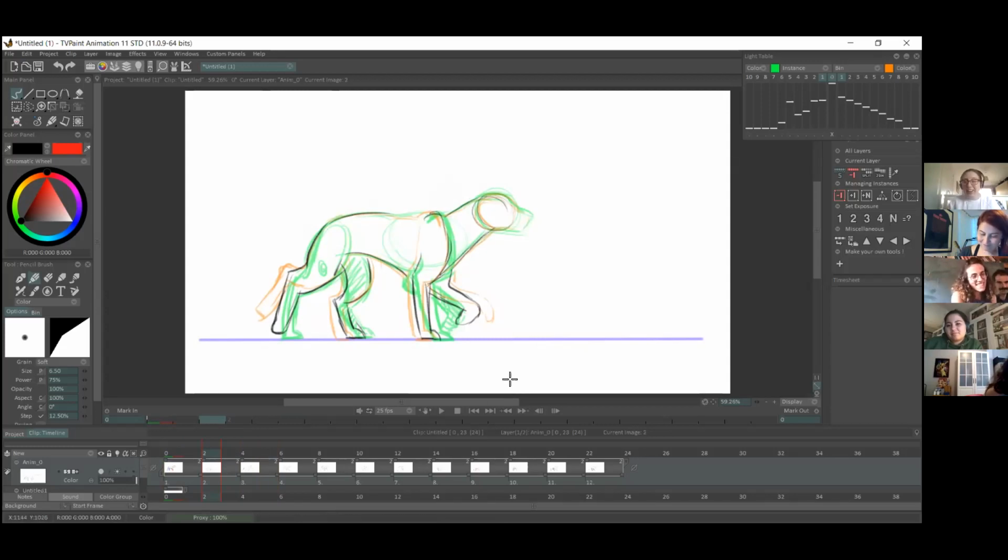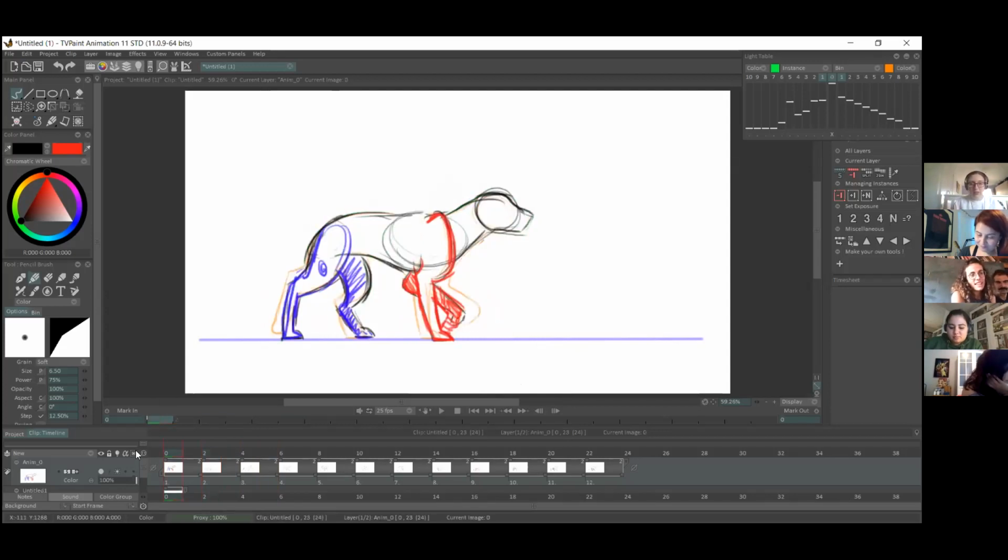Oh. I can show the sniffing animation if you want. That's something a little bit lighter to do.